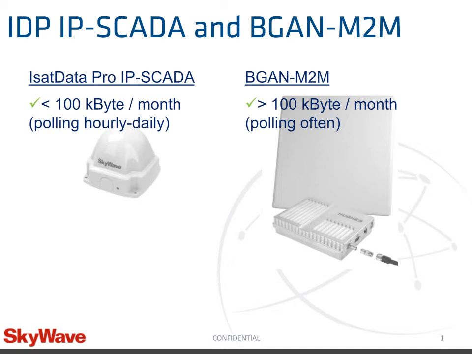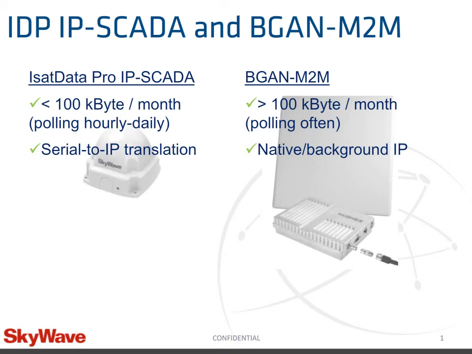Keep in mind that while IsatData Pro is suitable for SCADA applications using serial data, BGAN-M2M allows generic background IP such as web browsing, FTP, and other services. Although many modern RTU devices now have available Ethernet ports, many do not and can plug directly into the IDP terminal using its serial port. For RTU without Ethernet ports, an additional IP to serial adapter may be required for BGAN-M2M. The typical price range for these devices is from $50 to $500.